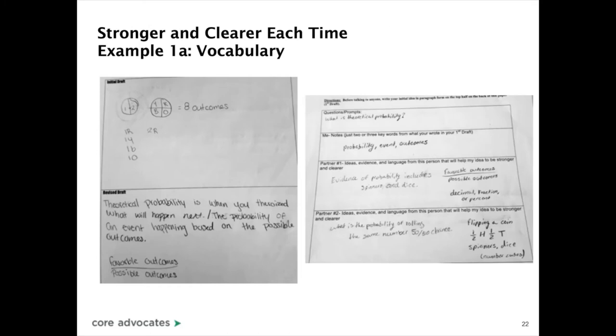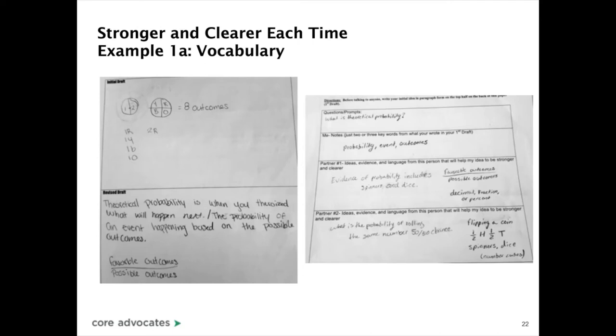So you can see this first one was just a vocabulary thing. The kids had come back from a weekend. And we were studying probability, and we had shifted to theoretical probability. And so they had gotten really comfortable with experimental, and theoretical was a little bit open-ended for some kids still. So you can see on the left that initial draft at the top, that student just drew a picture, remembered some spinners, remembered how to find the theoretical probability using spinners. And then at the bottom is that same student's revised draft.